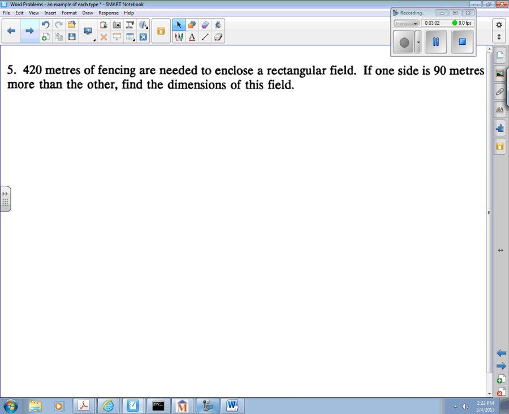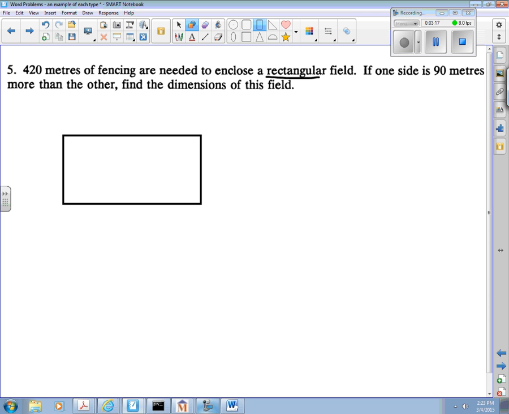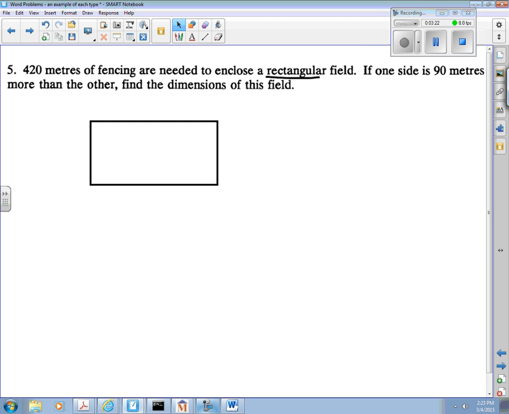Second example, 420 meters of fencing are needed to enclose a rectangular field. If one side is 90 meters more than the other, find the dimensions of this field. Keyword here, rectangular. So I'm going to make myself a rectangle. There we go. One side is 90 meters more than the other. So I don't know any of the sides. So I'm going to call one of the sides, the short one, x. And I know that this side is 90 meters more than x. So that's x plus 90. Remember, more is not a multiply, it's an add.